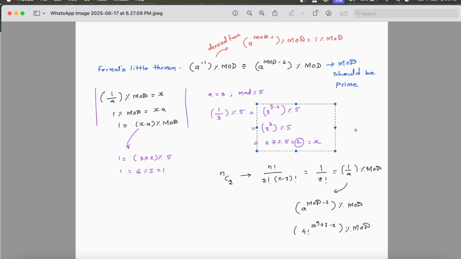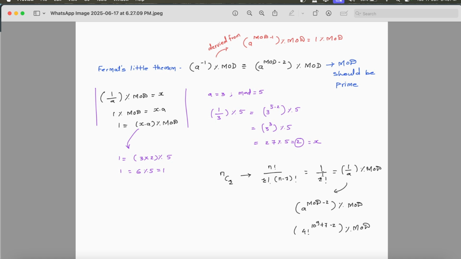So this 3 to the power of 5 minus 2, whatever value we have, we can solve with logarithmic time complexity. Whatever the base to the power of some value, if we want to solve that, we can solve it with the help of log of n time. So we got this formula, and we are looking for the modulo of whatever answer we get, and we are able to figure that out.